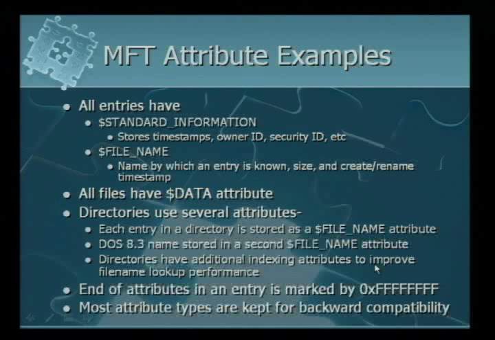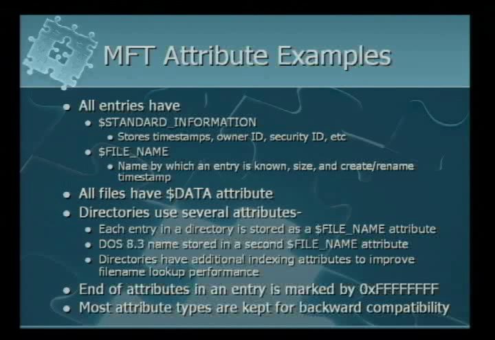Now, some real examples of what you'll see during forensic analysis. There are two attributes everyone looks at immediately: the standard information attribute and the file name attribute. These have your timestamps, your file names, all that sort of information. Basically every file and every directory has them. All files also have a data attribute, of course. Even if you're zero length, you have a data attribute that says, hey, I have no data.